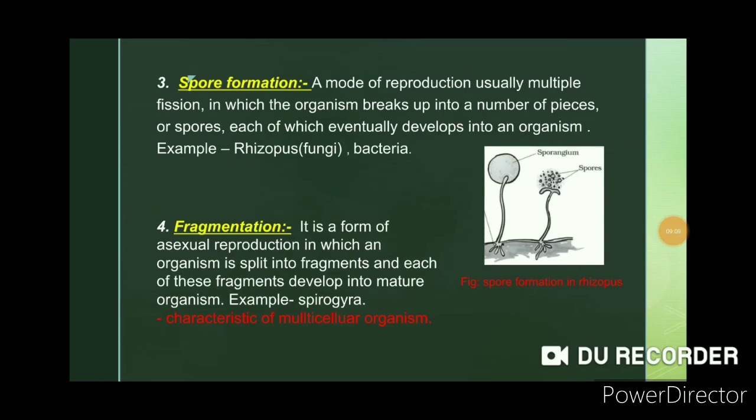The next method of asexual reproduction is fragmentation. In this type, the organism splits into multiple fragments. The single organism splits into multiple fragments and each of these fragments develops into a mature organism. Example, we have Spirogyra. Here, a single organism, accidentally or by some means, is divided into multiple fragments. Each part of the body of the organism that is cut is known as a fragment, and these fragments grow up into a mature organism. Now this is basically a characteristic of multicellular organisms. This is an exception case.